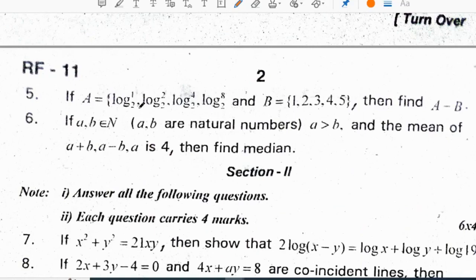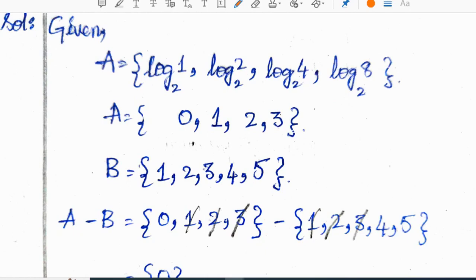If A is equal to the set log 1 base 2, log 2 base 2, log 4 base 2, log 8 base 2, and B is equal to the set 1, 2, 3, 4, 5, find A minus B. So this is the connection problem. We call it a connection problem because logarithm and sets are connected here. So log 1 value is 0, log 2 base 2 value is 1 because log a base a value is 1. Log 4 base 2 value is 2. The reason is 4 can be expressed as 2 square. So log 2 base 2 value is 1.